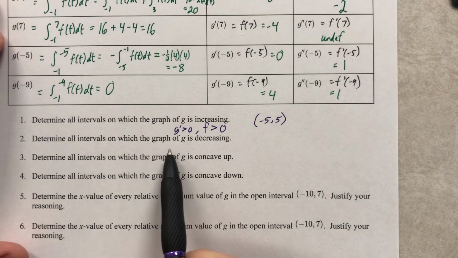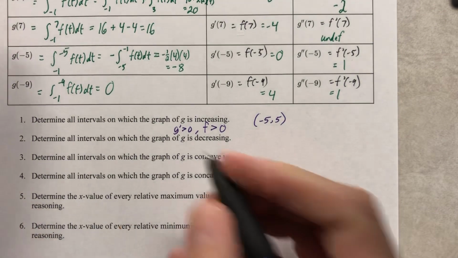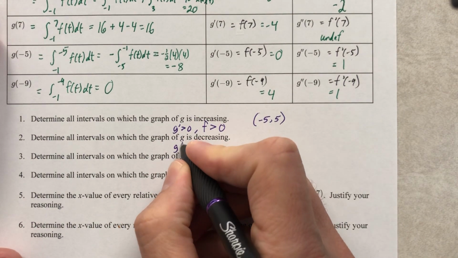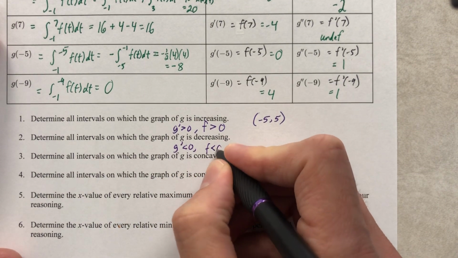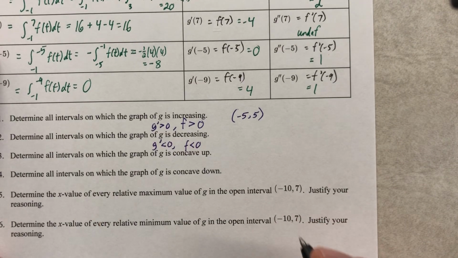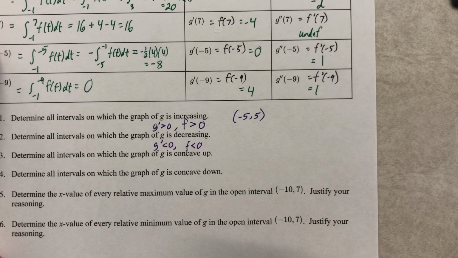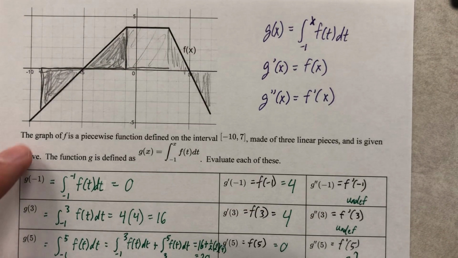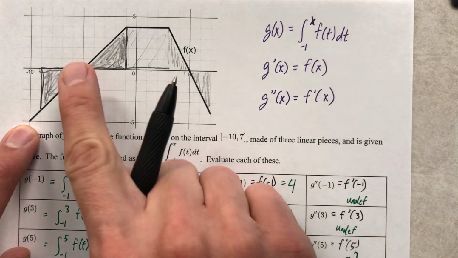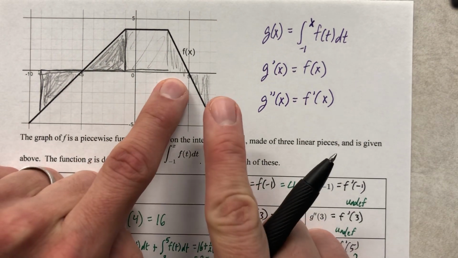Determine all intervals on which the graph of g is decreasing. So again, let's reword it. If a graph is decreasing, its derivative is negative, which means in this context that f is negative. Again, g prime is f. We've been through that. So where is this graph negative? It is negative from -10 to -5, and from 5 to 7.